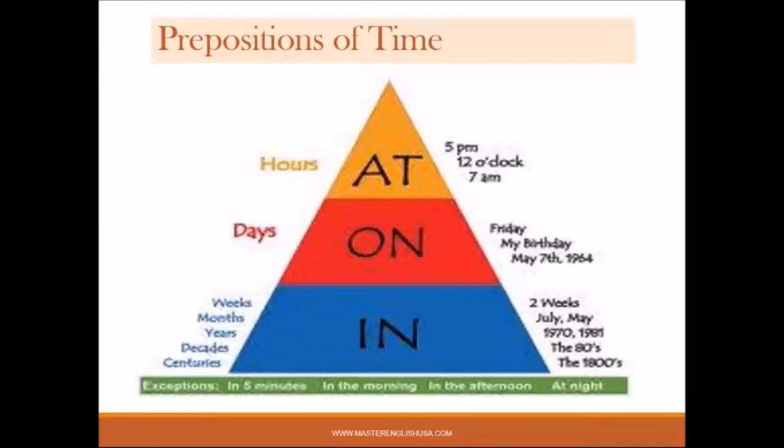We use in with weeks, months, years, decades, and centuries. For example, in 2 weeks, in July, in May, in 1970, in 1981, in the 80s, in the 1800s. There are some exceptions. We say in 5 minutes, in the morning, in the afternoon, but at night.